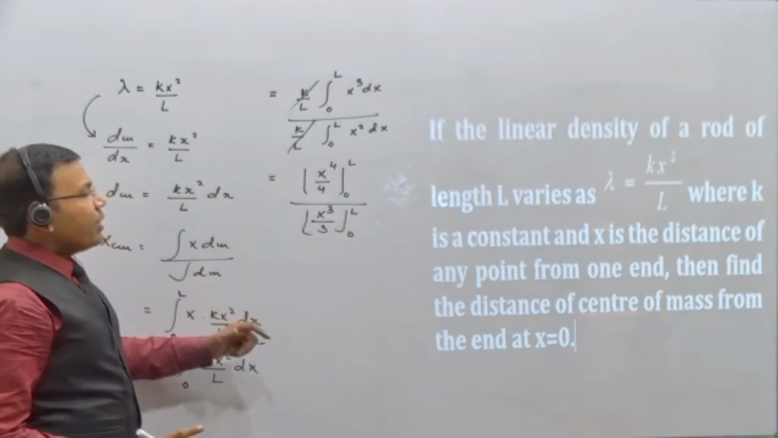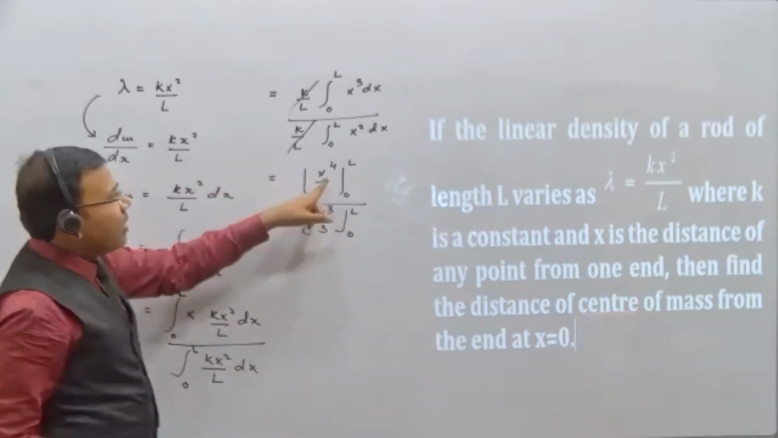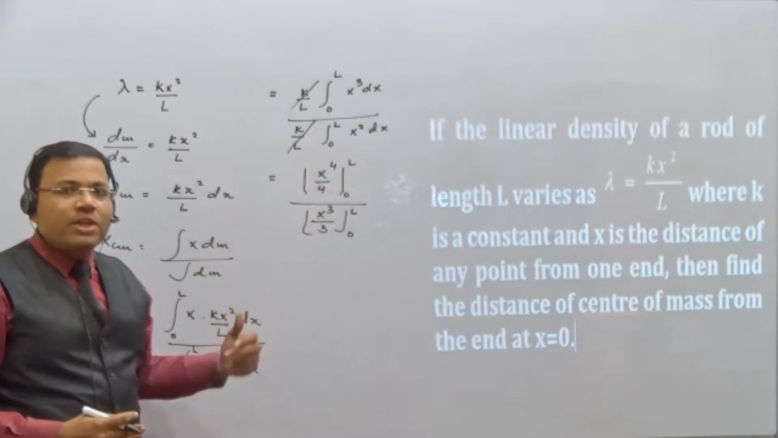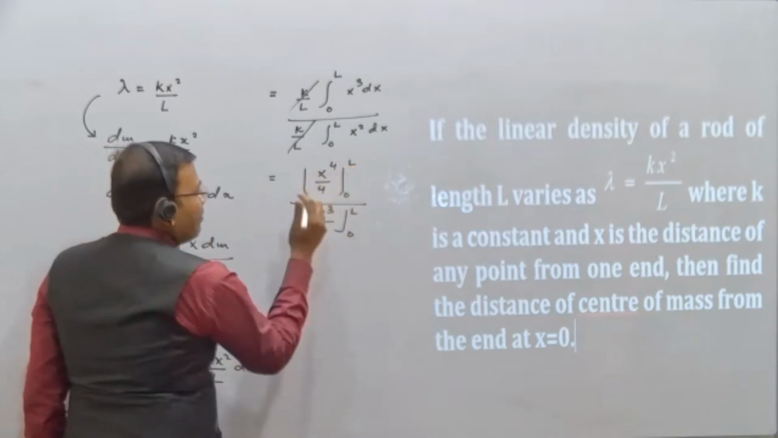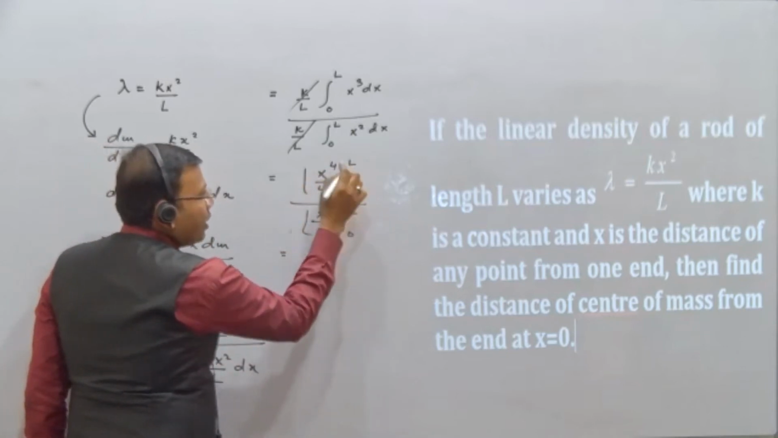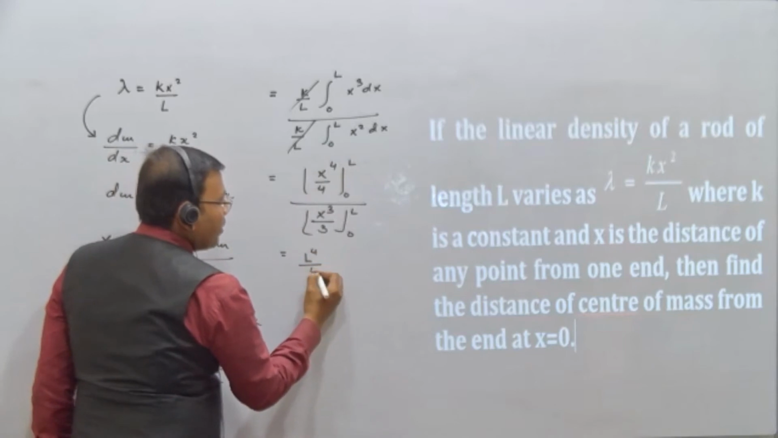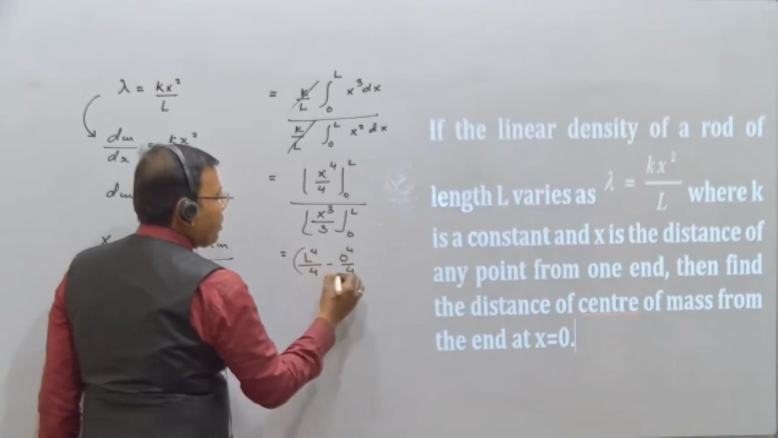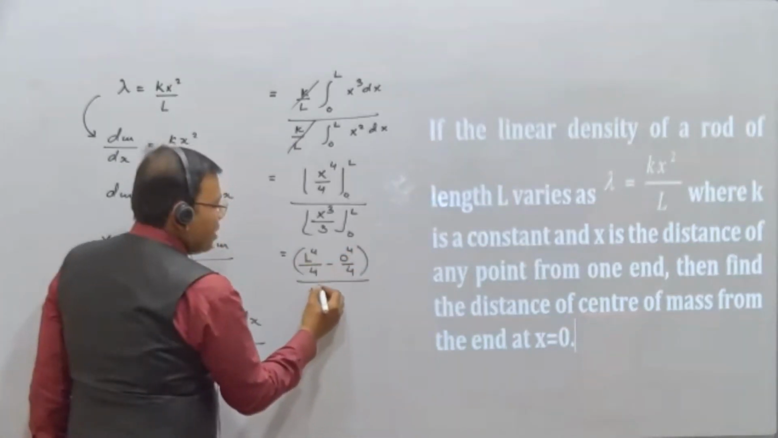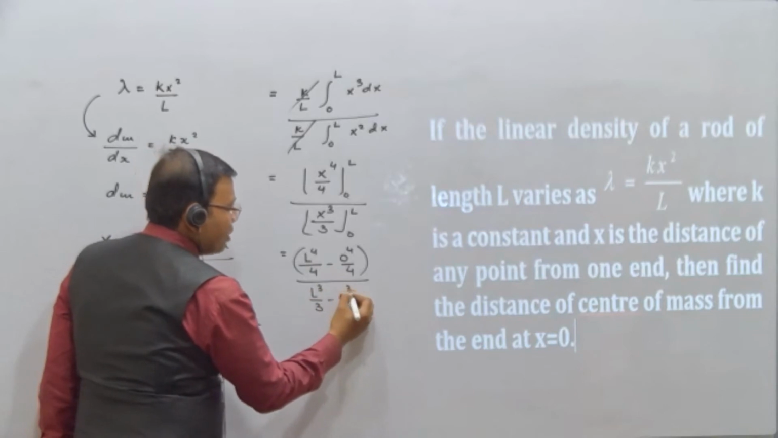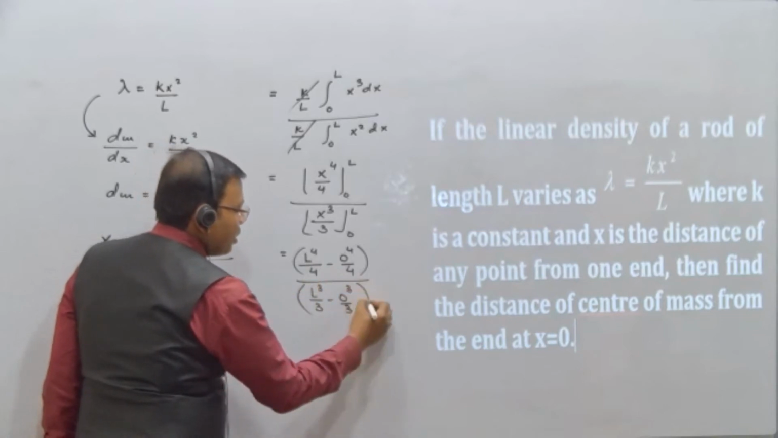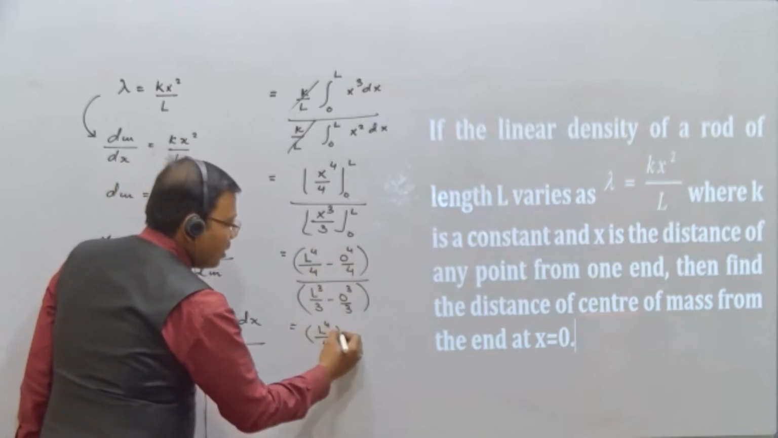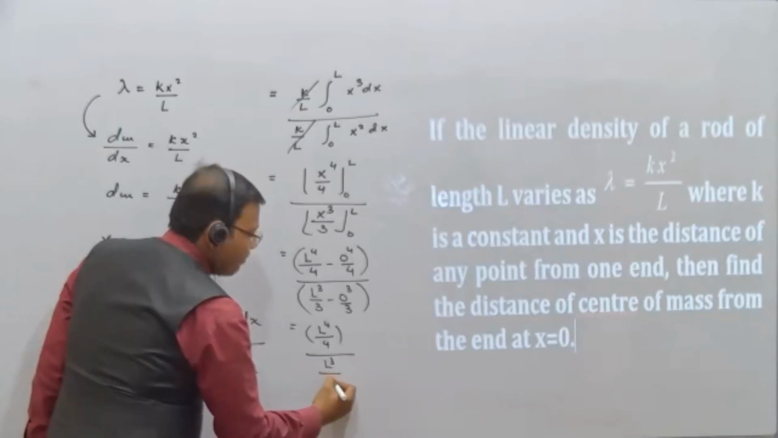Now students, you can see clearly, upper limit minus lower limit, that is the definite integration we are applying. If I apply the upper limit, in place of x I write L. So this is L power 4 by 4 minus 0 power 4 by 4, divided by L cube by 3 minus 0 cube by 3. Now this value will be L power 4 by 4 divided by L cube by 3.